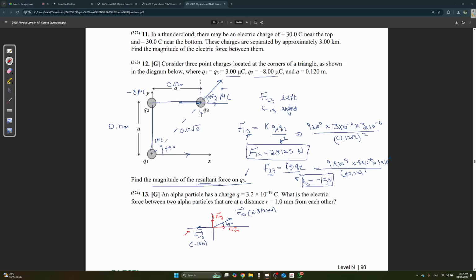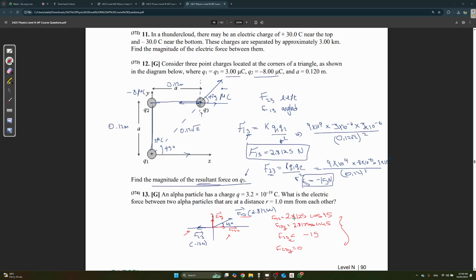So let's find the x component of F13. How do we find it? It's just 2.8125 times cosine the angle, 45. This is the x component. And then the y component will be 2.8125 times sine 45. And this one is just an x component, so F23 is equal to negative 15. And F23y, you could just say it's 0. So these are your forces.